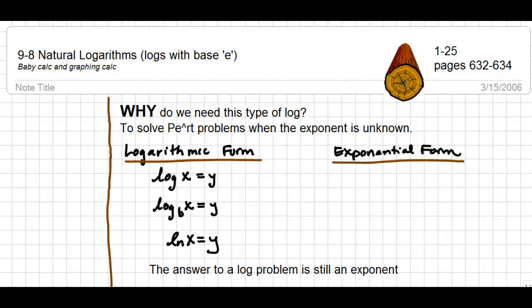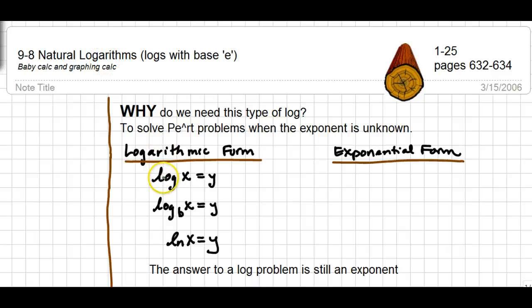This lesson is for Advanced Algebra, Lesson 9.8 on natural logarithms. Natural logarithms are logs with base e. Why do we need those? There will be questions involving the PERT formula, where the exponent is unknown. In order to solve those, we need a log with a base e. So those types of logs are called natural logs, and we'll take a look at those in just a moment.